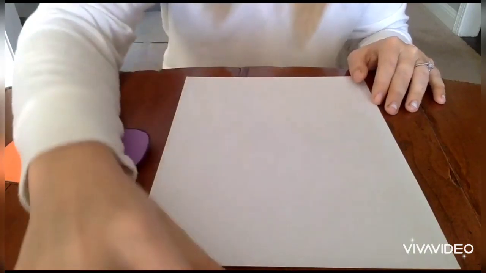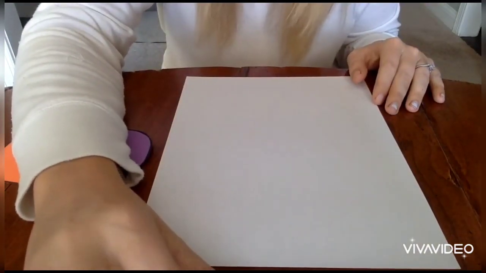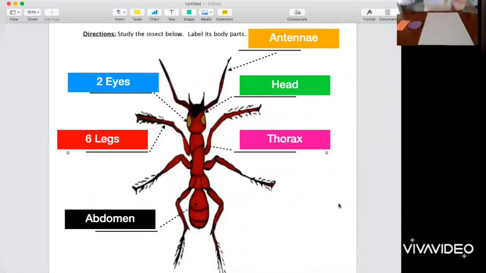So let's look back really quick and remind ourselves what all our insect needs. It needs antennae, a head, a thorax, an abdomen, 1, 2, 3, 4, 5, 6 legs, and 1, 2 eyes. So let's go.